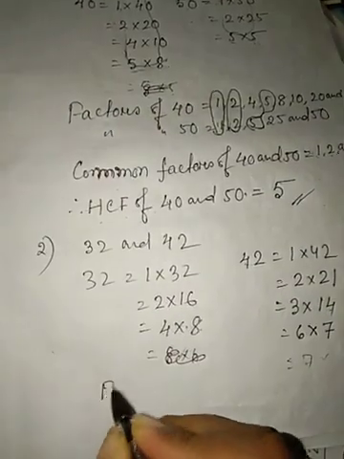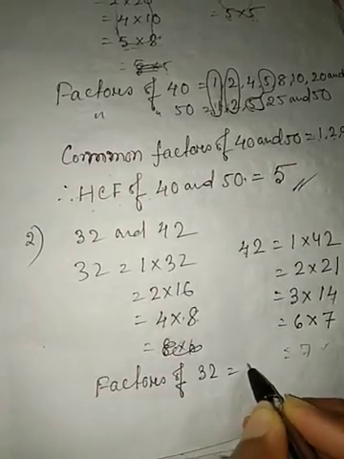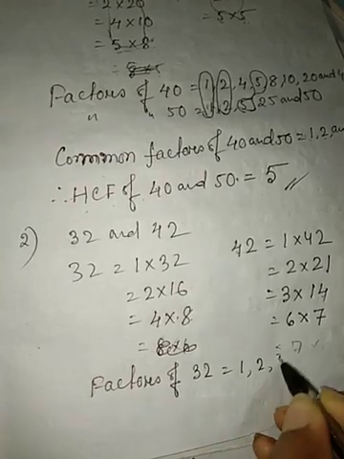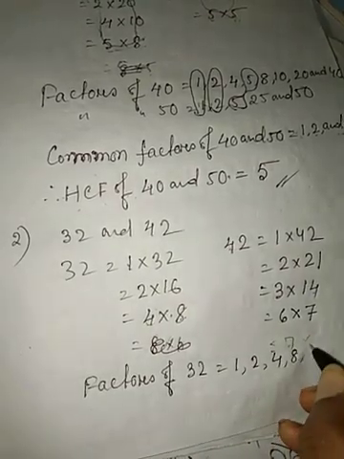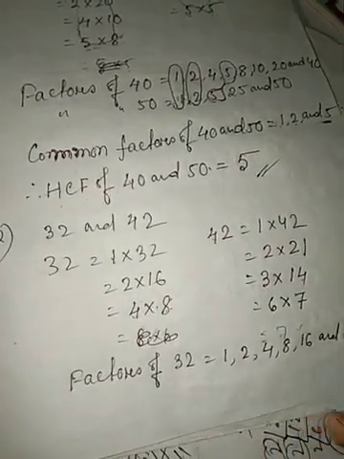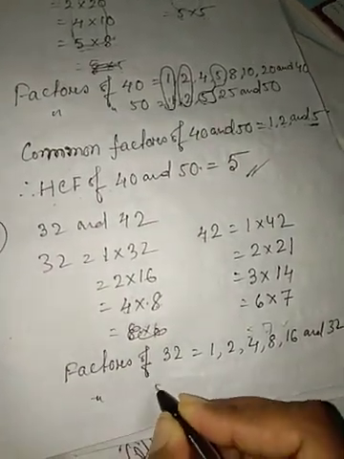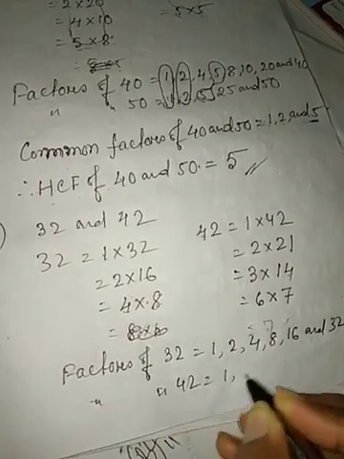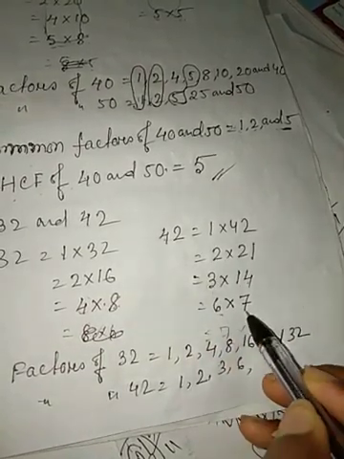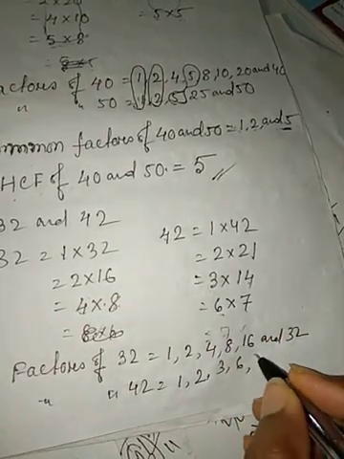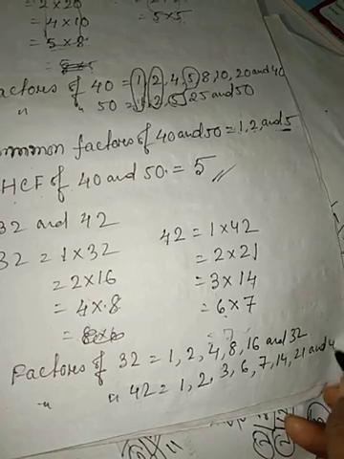So you write the factors of 32 equal to 1, 2, 4, 8, 16 and 32. Factors of 42: 1, 2, 3, 6, 7, 14, 21 and 42.